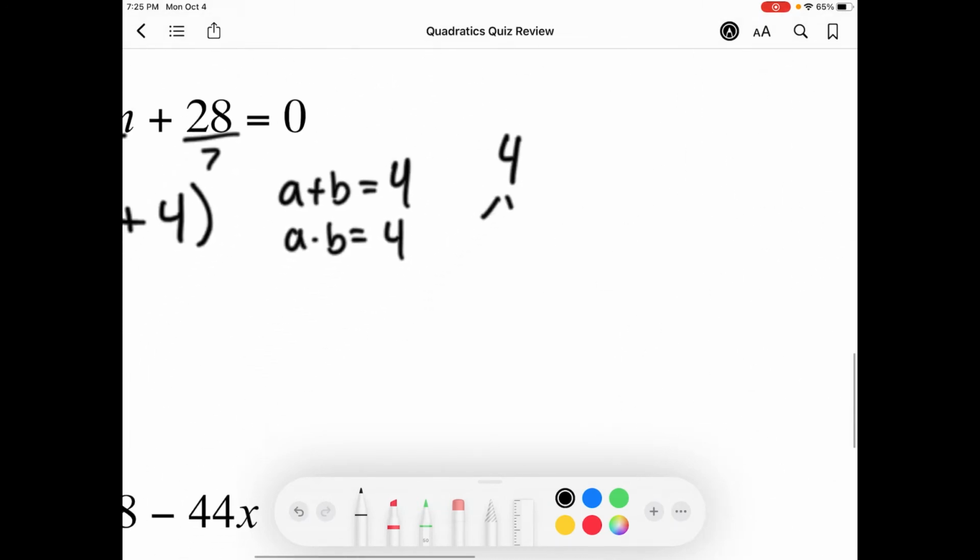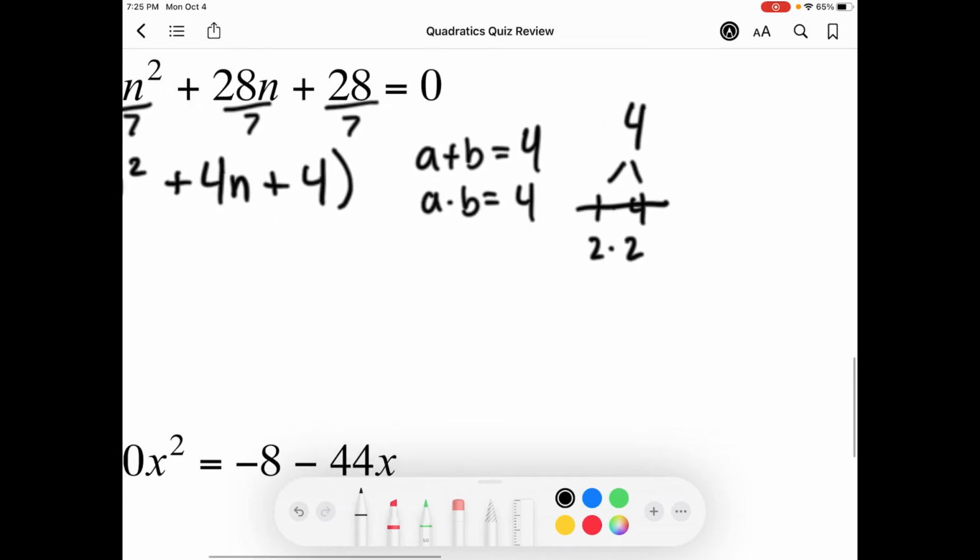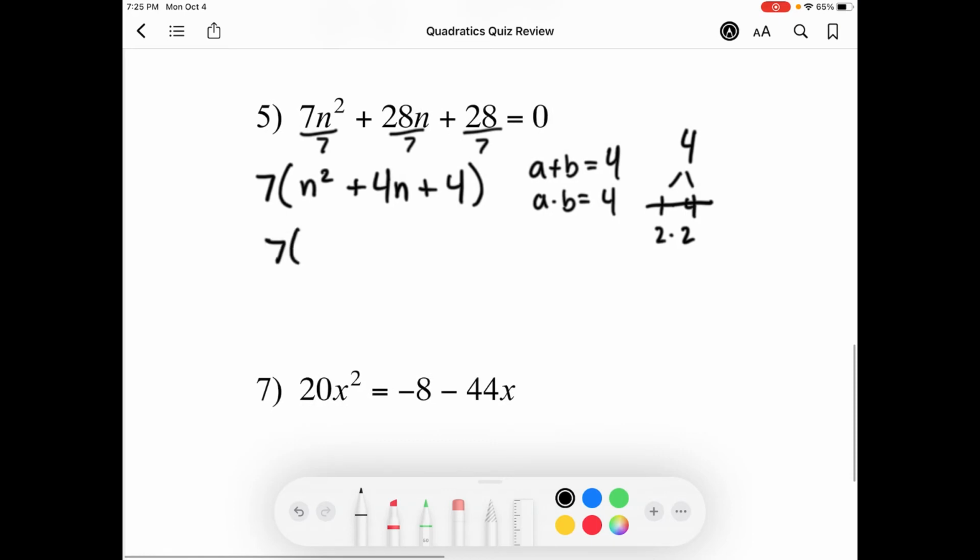So I'm going to make a factor tree for 4. 1 times 4. That doesn't work because 1 plus 4 is not 4. It's 5, right? Next is 2 times 2. And those numbers work, right? 2 times 2 is 4, and 2 plus 2 is 4. So we can write 7 times n plus 2 times n plus 2.